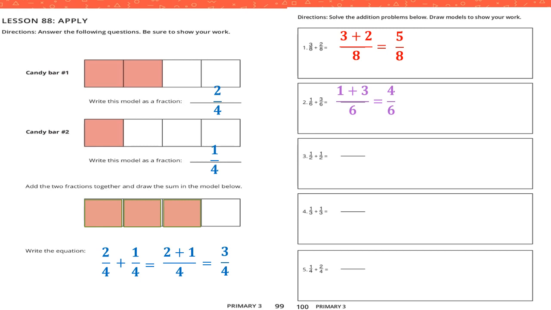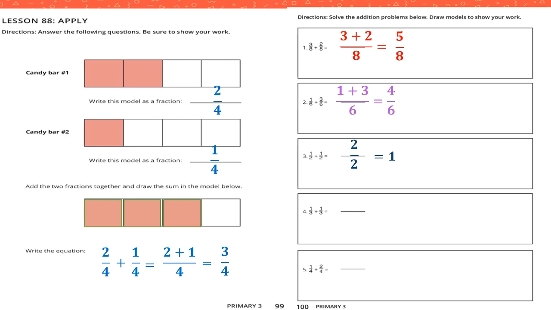Number 3. 1 over 2 plus 1 over 2. The first step, same denominators, so put the denominator as it is, 2. And add the numerators. 1 plus 1 equals 2. So the result will be 2 over 2 equals 1. We said before, any number over itself equals 1. It's a whole fraction.